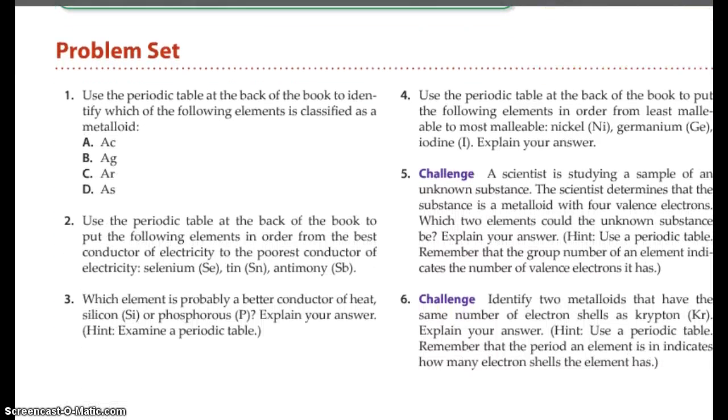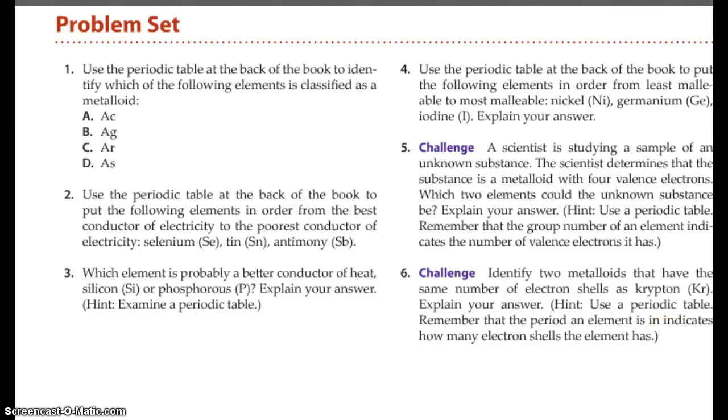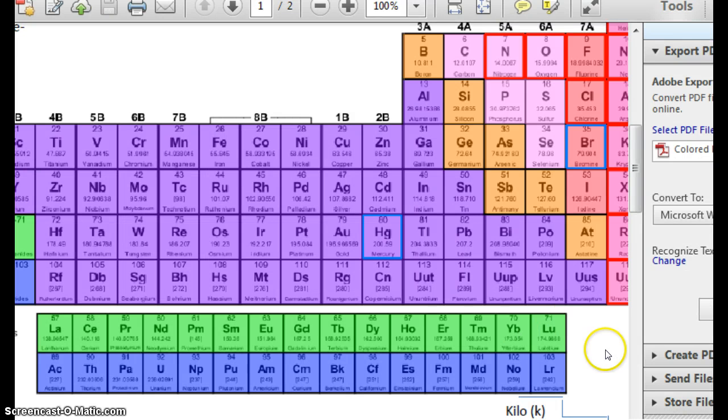All right. So we'll just do this one. Go ahead and just tell me which ones are metalloids. So hit pause, get your answer, and they are the ones that we have with the background of orange. Those 7 elements right there.